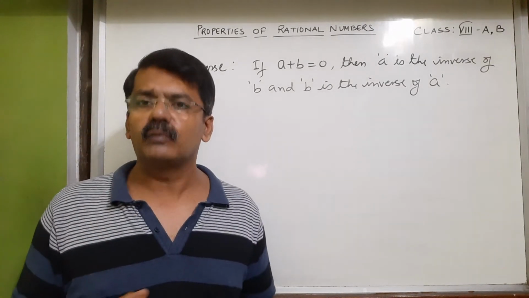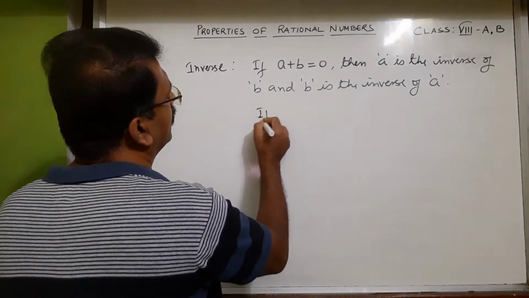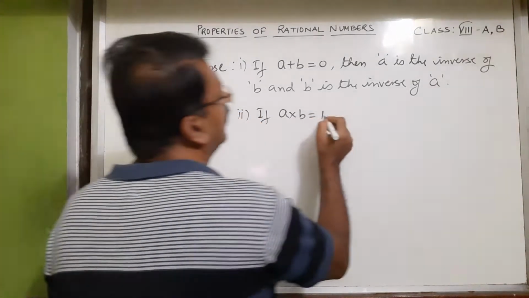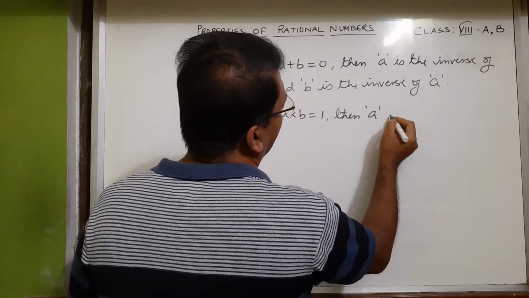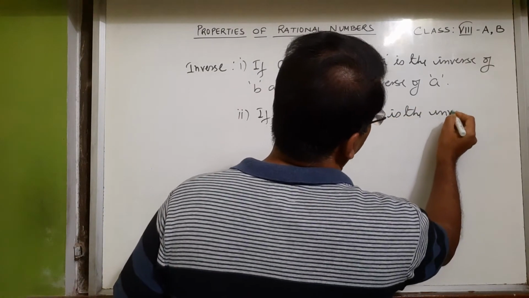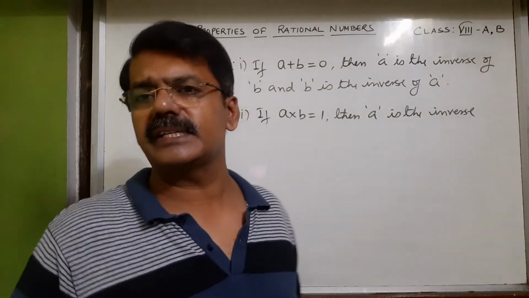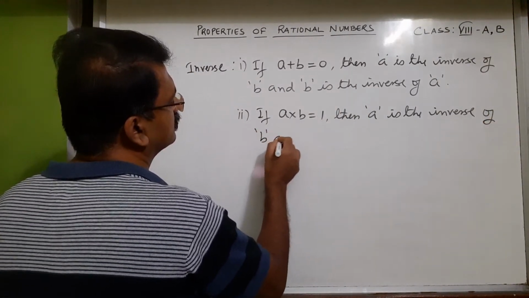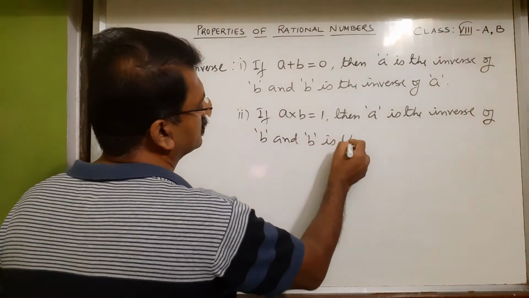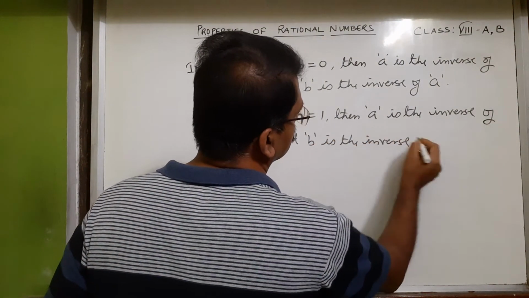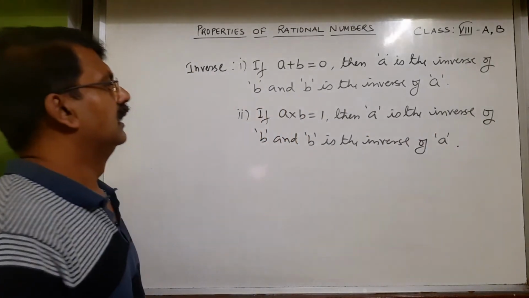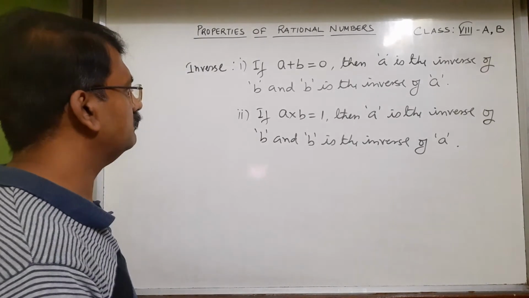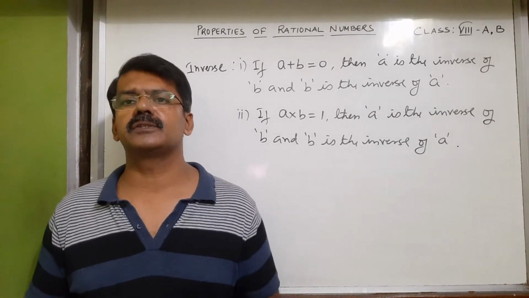Similarly, for multiplication 1 is the identity element, so if a into b is equal to 1, then a is the multiplicative inverse of b. The first is called the additive inverse, and this is called the multiplicative inverse. If a into b is equal to 1, then a is the inverse of b and b is the inverse of a. Clear?